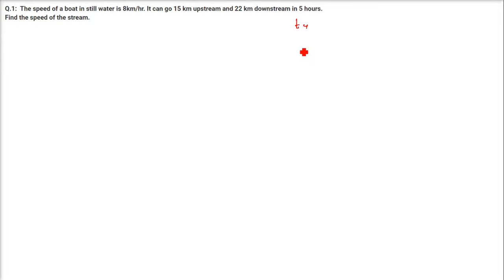If TU is the upstream time and TD is the downstream time, then TU plus TD is equal to 5 hours. So what is the relationship between speed, distance and time? Speed equals distance by time. So time will be distance by speed. So in the first case, the distance is 15 kilometers, that is upstream. So it will be 15 kilometers.